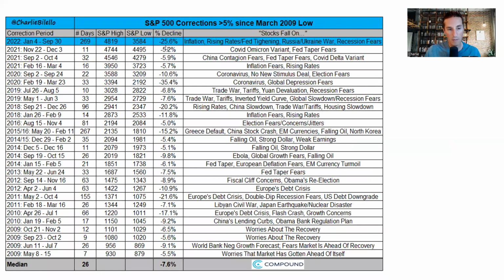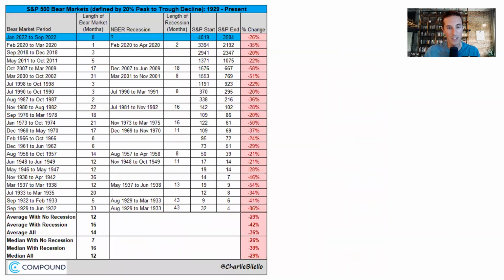We're down 25.6% from the peak on January 4th. That's the largest correction, of course, since the March 2020 correction. And in terms of duration, I think this is more important because, as you can see here, a lot of these corrections were very short-lived, measured in days or weeks. And here we are talking about a correction now that is at 269 days and counting. So that's the longest we've seen since the March 2009 low. And what that means is it's the longest bear market that we've seen since that 2007 to 2009 bear market.